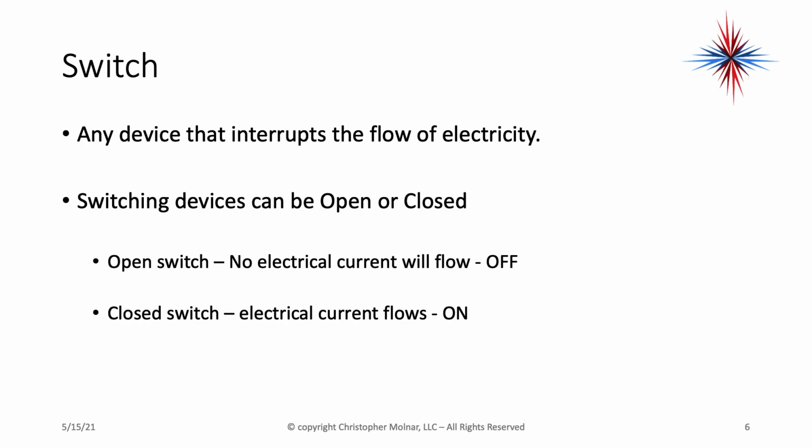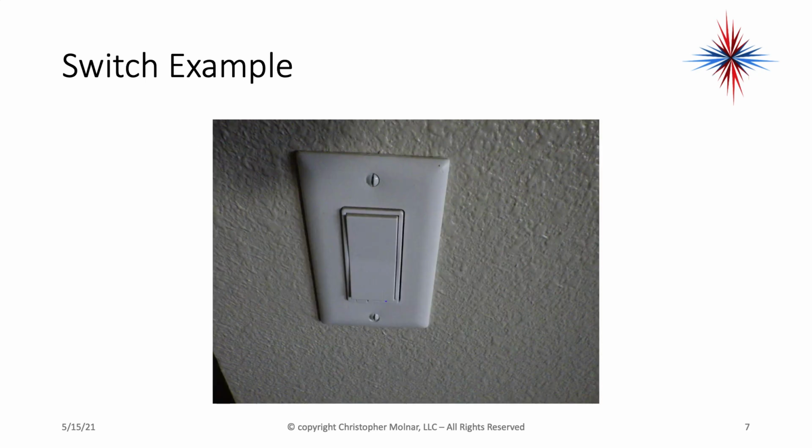A switch is a device that interrupts the flow of the electricity or the current. Switching devices can either be open or closed. An open switch means that no electrical current will flow. It's off. A closed switch, electrical current flows. It's on. This is an example of a switch, your standard light switch in a house.